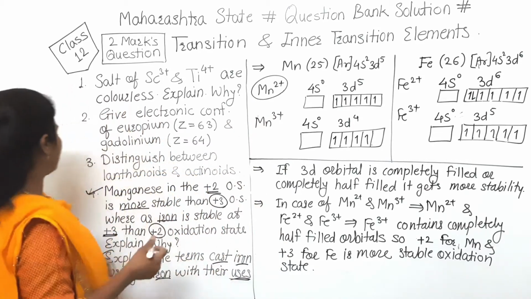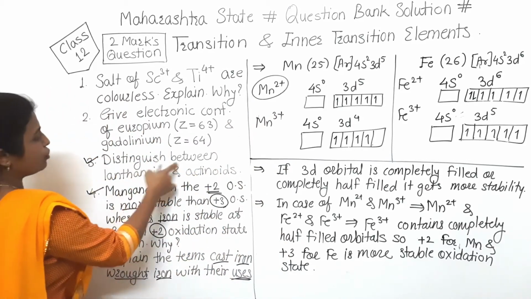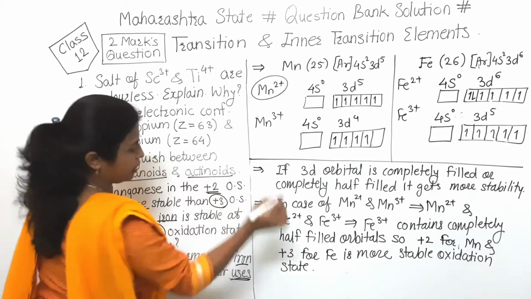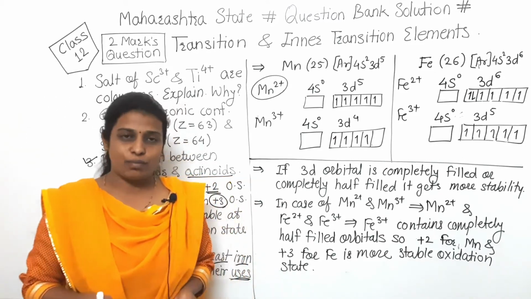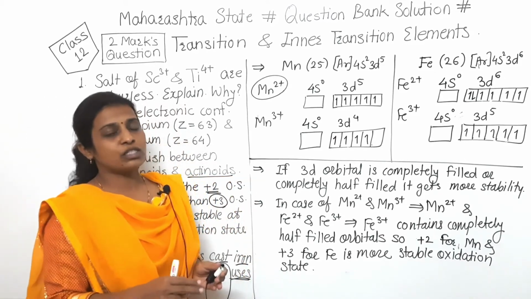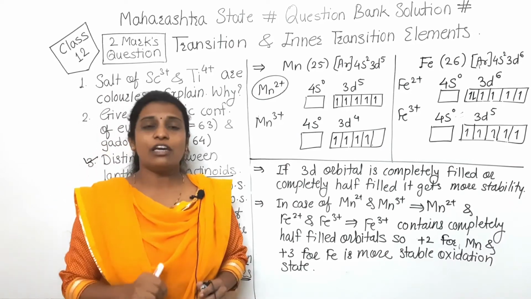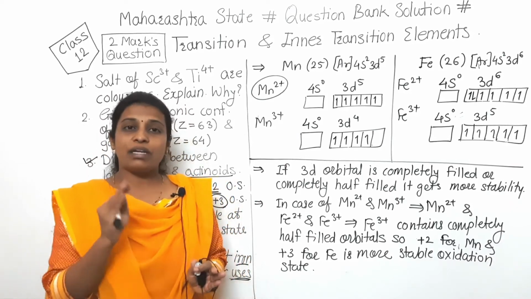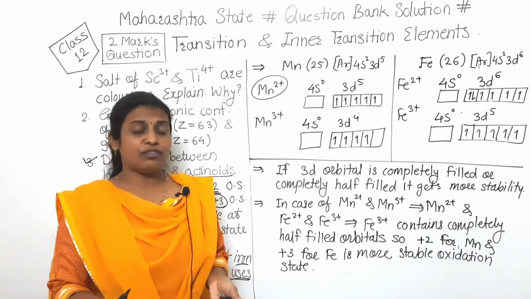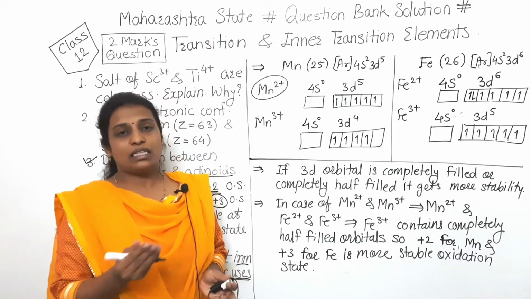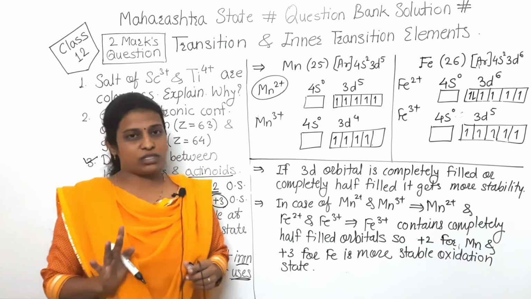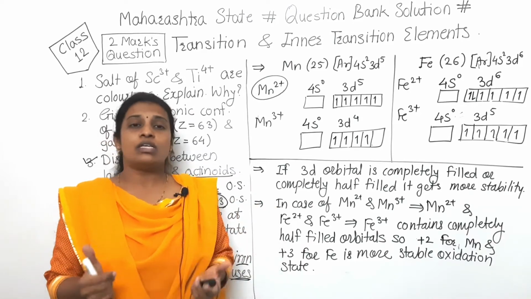Now what is the next question? The next question is: distinguish between lanthanoids and actinoids. These are very easy points. If a 2 marks question is there, we have to write only 4 points, but be ready with 6 points. If a 3 marks question is there, then we should be able to write 6 points. That's why we will discuss 6 points here.